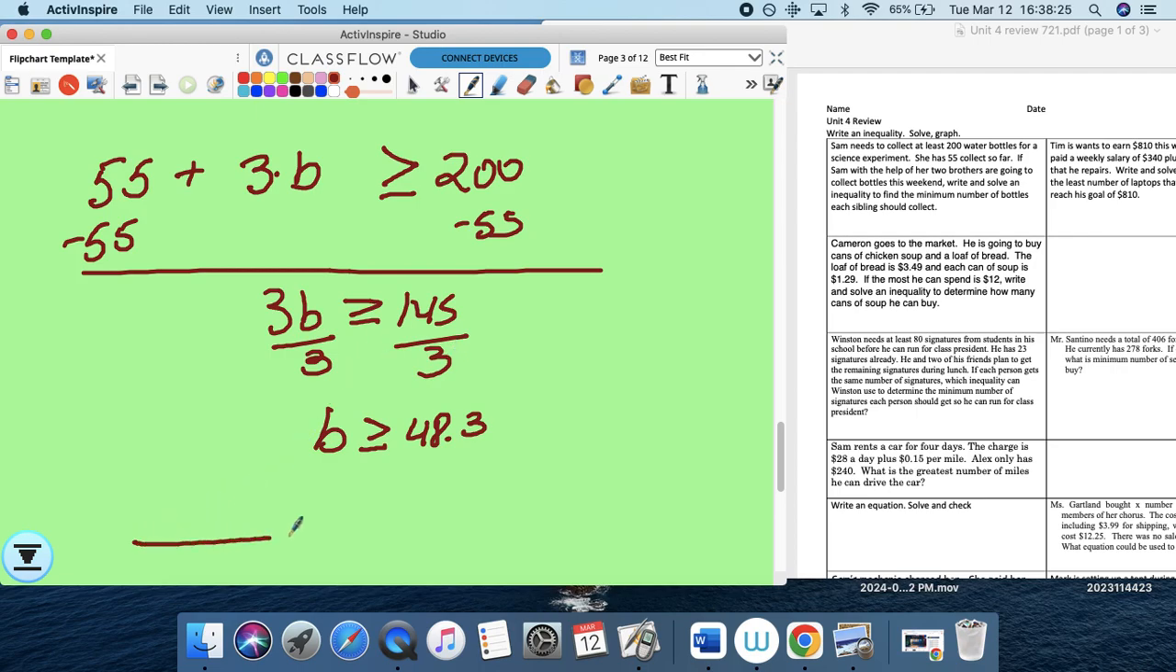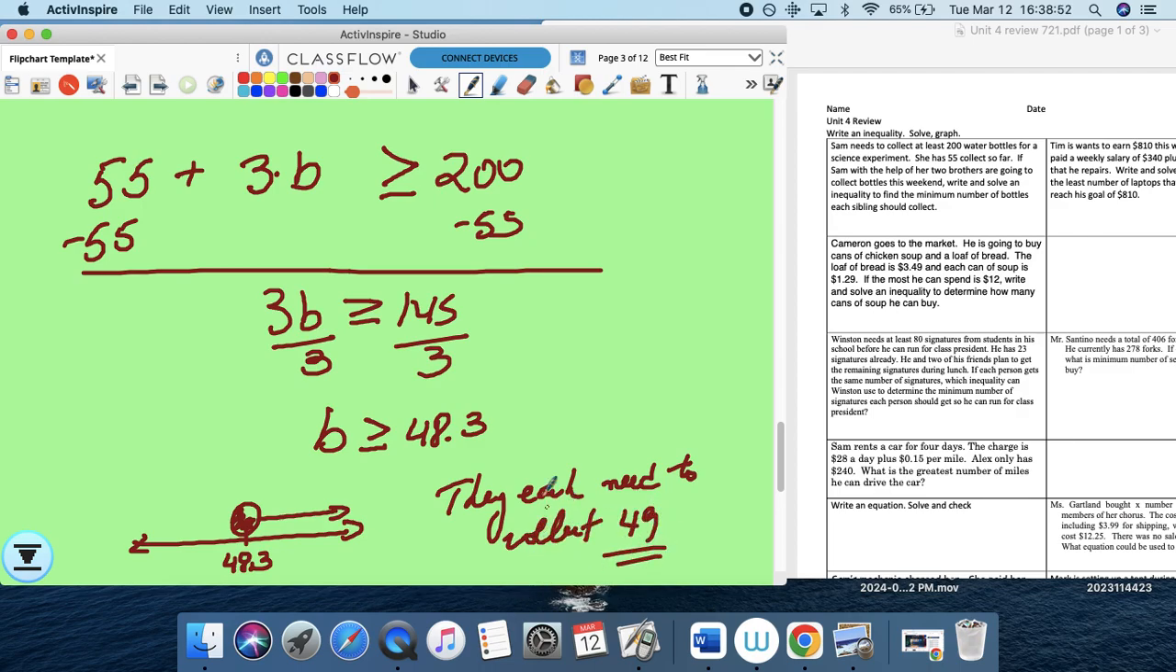Right, so if we graph this, here's 48.3. It has to be shaded. But in the context of this story, you can't collect 48.3 bottles. Each brother can't collect 48.3 bottles. So the minimum number of bottles that they each need to collect is 49 bottles. And that's the answer for this particular problem. Again, context of the story. Okay?